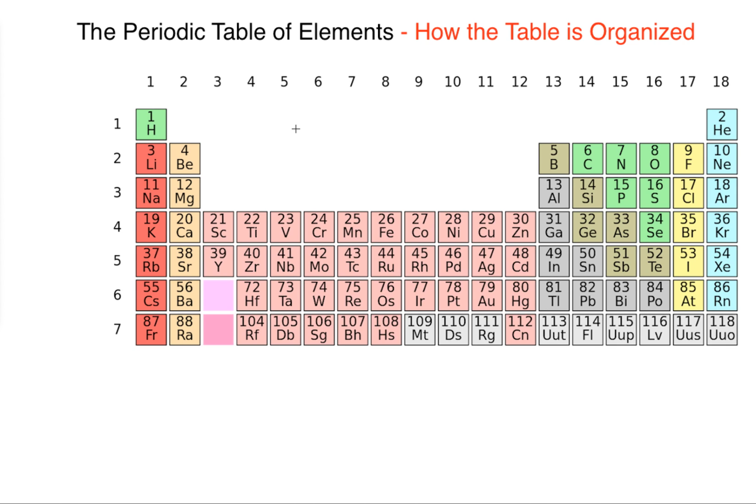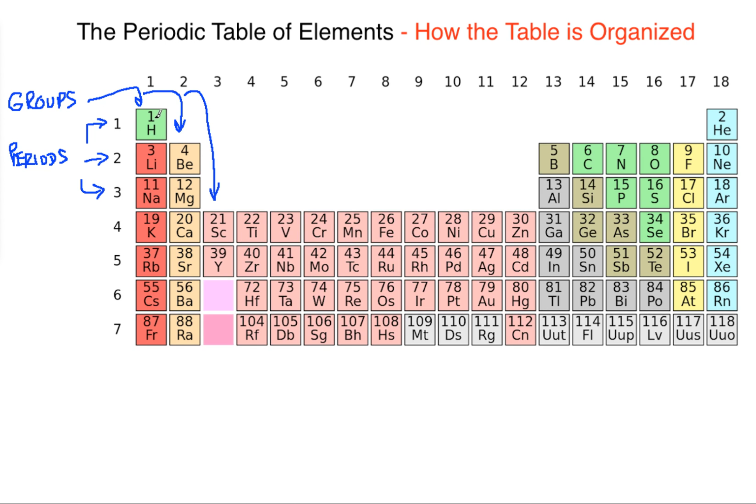The table has 18 columns and 7 rows. This is column 1, column 2, etc., all the way over to column 18. And this is row 1 and row 2 all the way down to row 7. The columns are called groups, and this is group number 1 here. This is group number 2, group number 3, all the way over to group 18, and the rows are periods. This is period 1, period 2, period 3, all the way down to period 7.